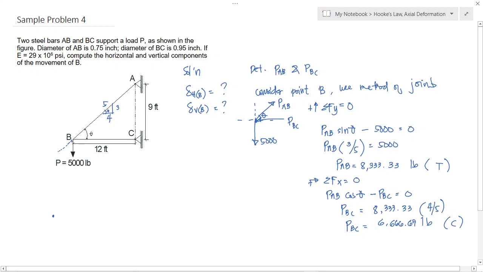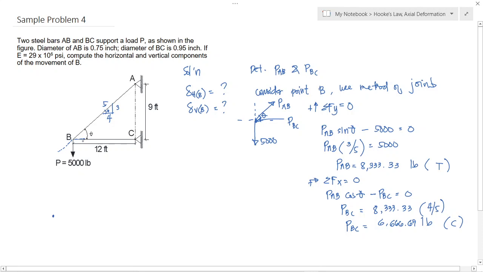Okay, so next, yung BC is in compression, so mag-shorten yan, di ba? So yung BC, iikli yung member BC kung i-allow natin siyang mag-deform freely, having an actual force of 6,666.